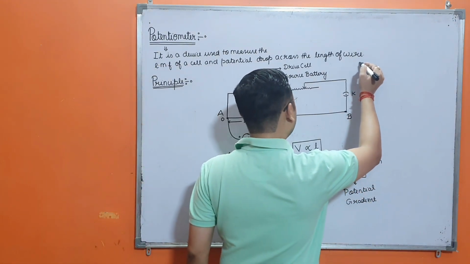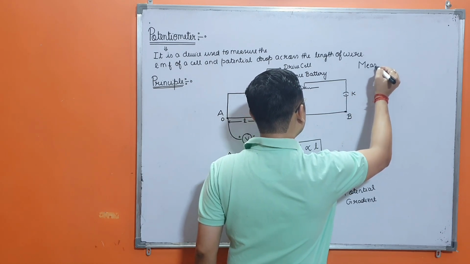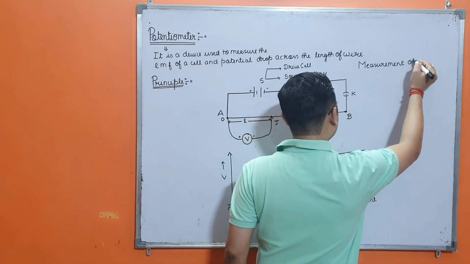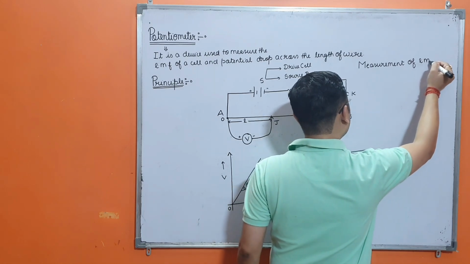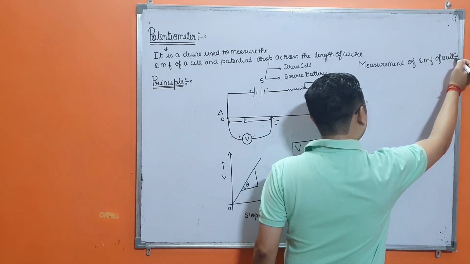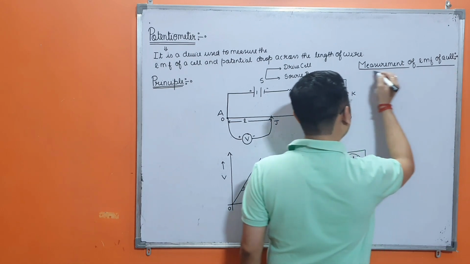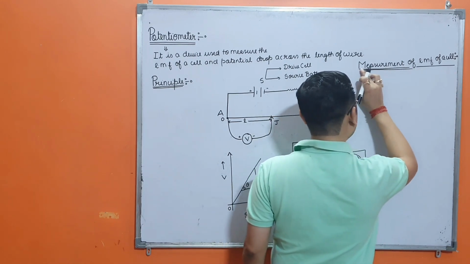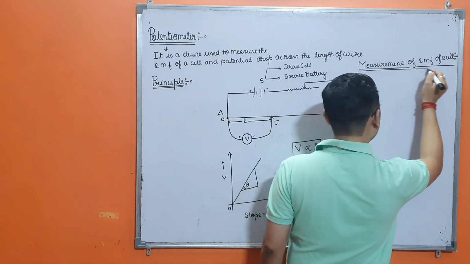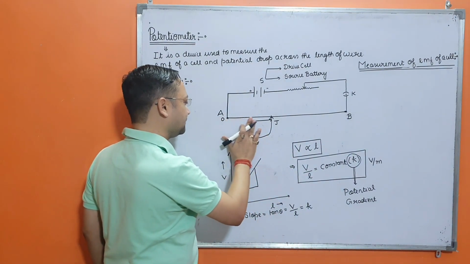The first thing is how can you measure the EMF of a cell by using the potentiometer, that is, the measurement of the EMF of a cell. And what precautions you will take when you are going to measure the EMF of the cell by using the potentiometer.